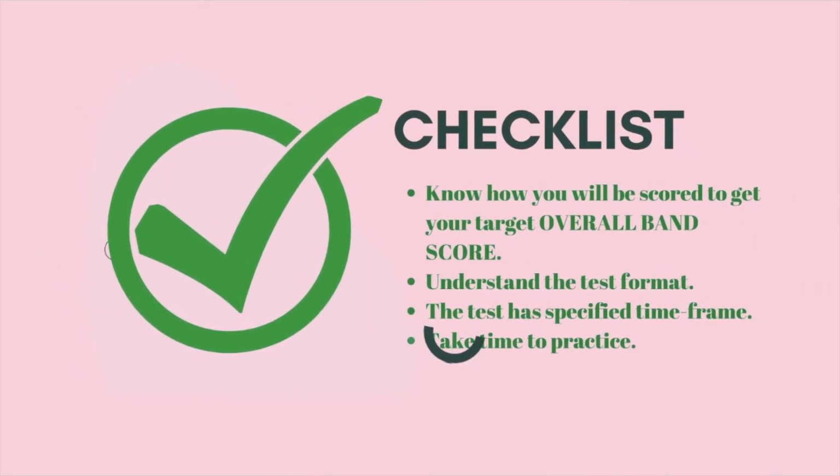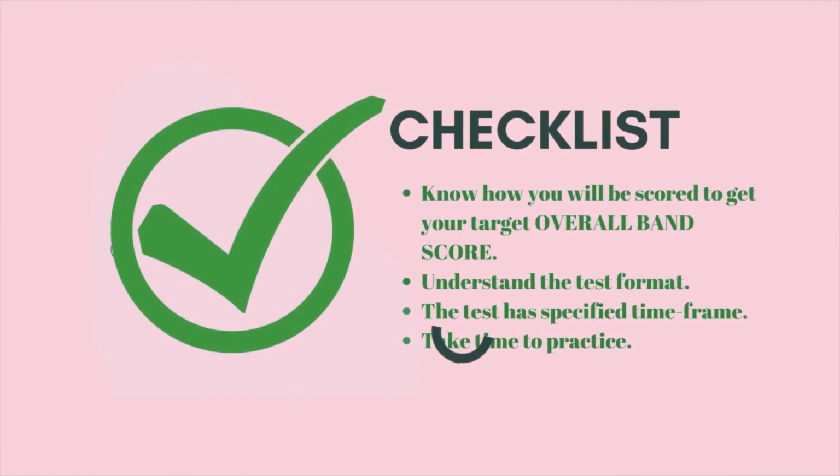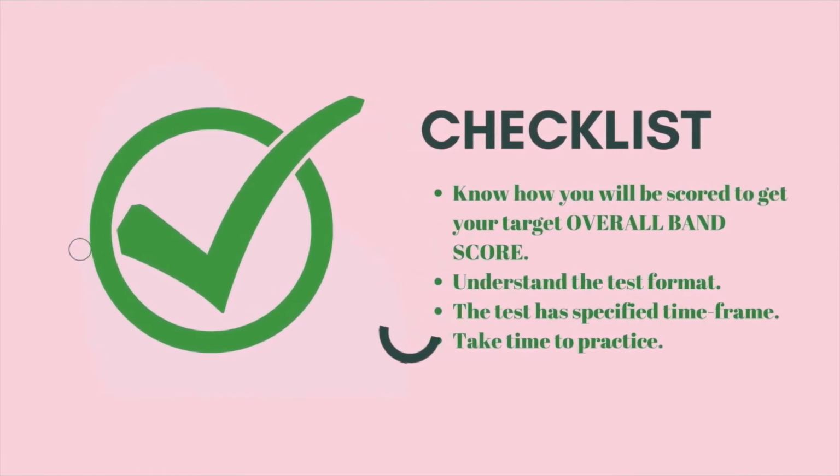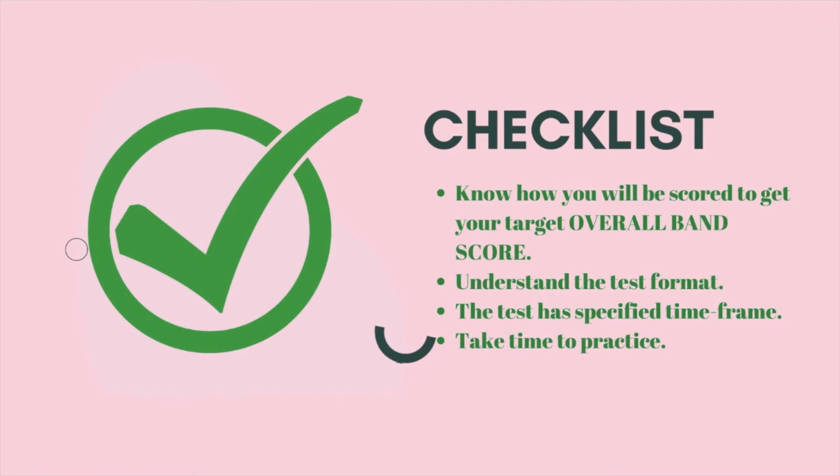This is our checklist. Know how you will be scored to get your target overall band score. Understand the test format, which we are going to discuss later. The test has a specified time frame, so there's timing. And of course, take time to practice. To those who do not have any idea about IELTS Academic and IELTS General Training, we need to know the test format first, and then we begin the practice later on.